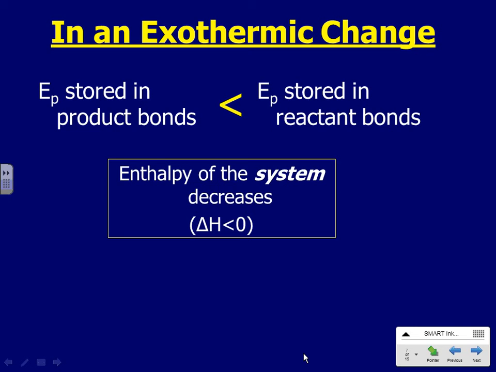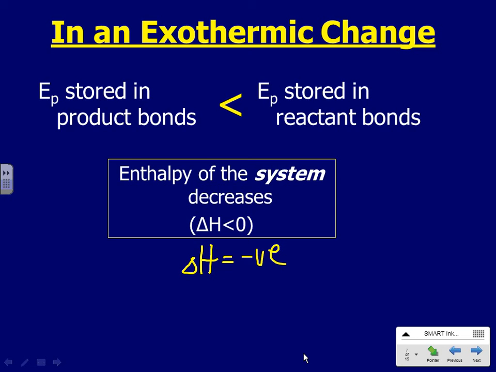And if the energy stored in the product bonds is less than the energy stored in the reactant bonds, then as we go from reactant to product, it's coming down. And the enthalpy of the system decreases, or we say that the delta H is negative. And really, this statement and its equivalent on the previous page of delta H is negative, that's all I really need you to get out of this at this point.